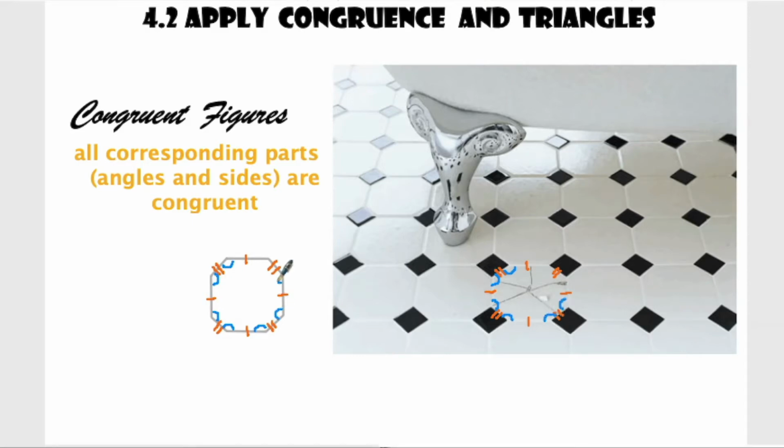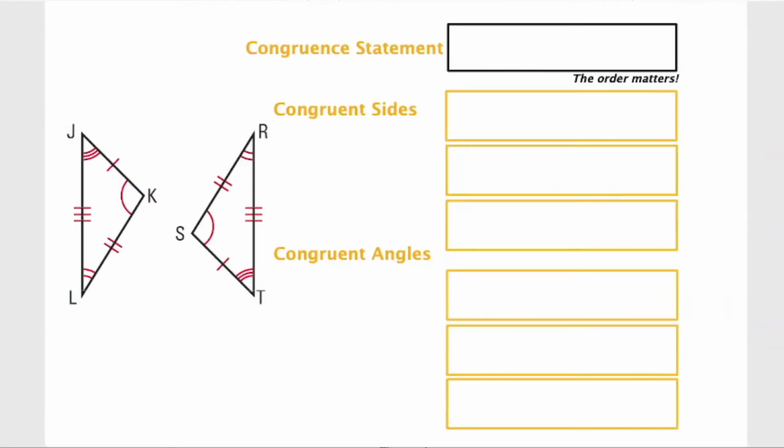It turns out that this particular tile is an equiangular tile, so that makes my job a little bit easier. But for congruent figures, the definition is that all corresponding parts, the angles and the sides, have to be congruent. Everything has to match up. We're mostly going to talk about triangles in this section. First of all, I see everything I need marked on these two triangles.